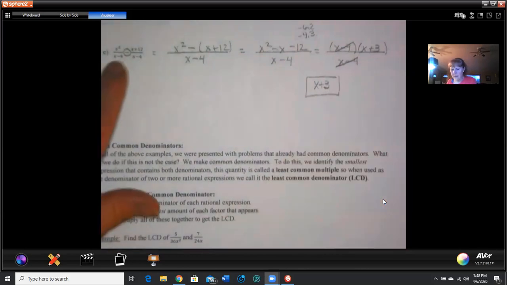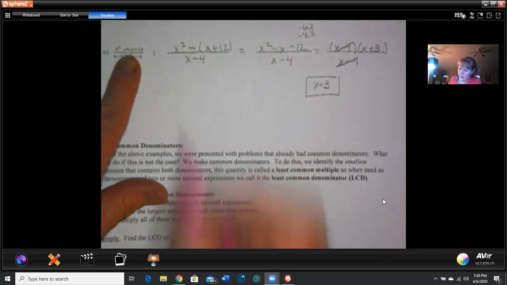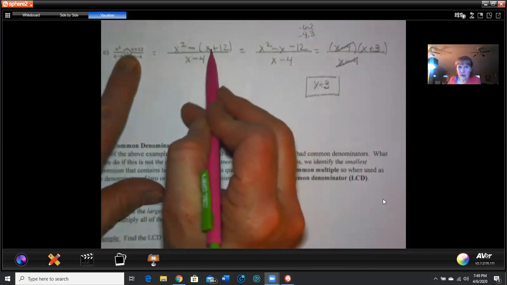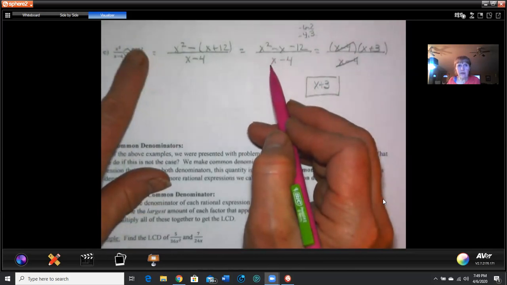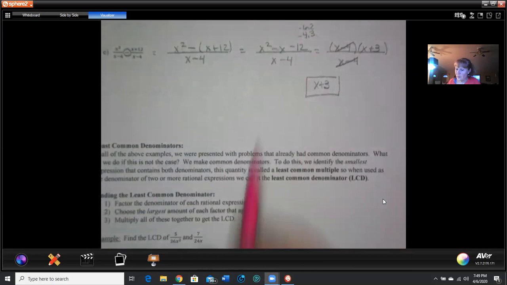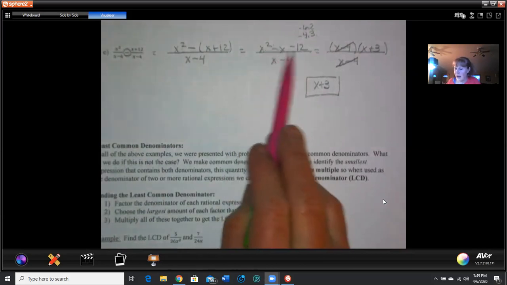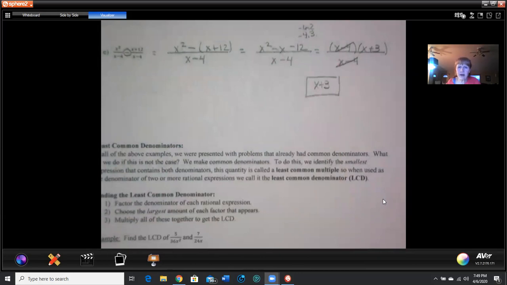So if the denominators are the same and you're subtracting, when you combine the numerators, make sure that you change the sign on the numerator of that second fraction. And then once you've done that, you combine similar terms. In this case, there weren't any similar terms to combine, but we were able to factor and simplify. So again, always check to see if you can factor and simplify.